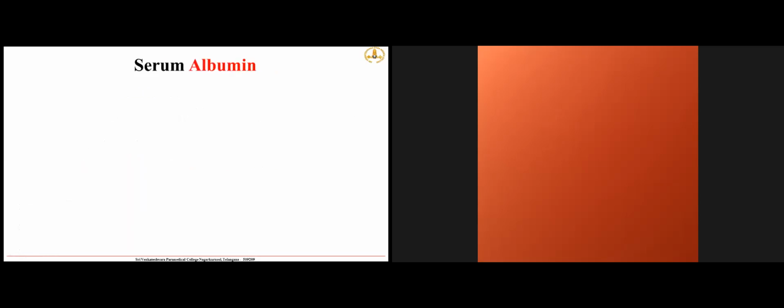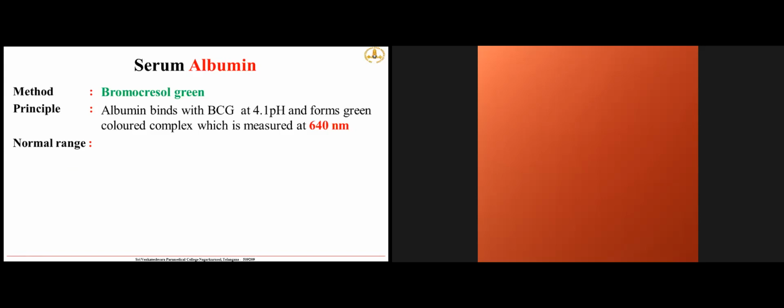And now about the serum albumin. The serum albumin method is bromocresol green, BCG, and the principle is that albumin binds with the BCG at 4.1 pH and forms a green color, and it is measured at 640 nanometers. The normal range is 3.3 to 4.8 grams per dl. Okay, we are talking about albumin.